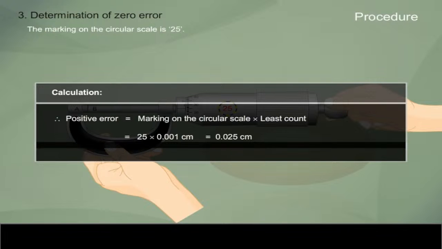Equal to marking on the circular scale into least count is equal to 25 into 0.001 centimeter is equal to 0.025 centimeter.